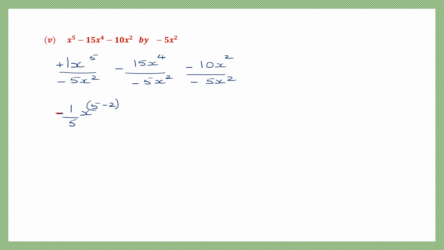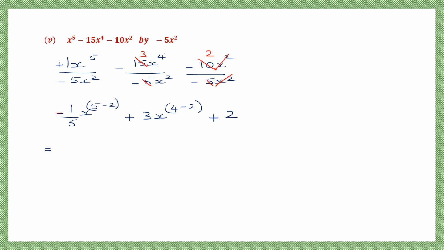Then here minus into minus is plus. I can cancel 5 and 15 by 3. So my number is 3, x to the power of 4 minus 2. Next one, minus into minus is plus, and I can cancel 5 and 10. 5 2s are 10. And I can cancel x square and x square also. So here I just have plus 2.